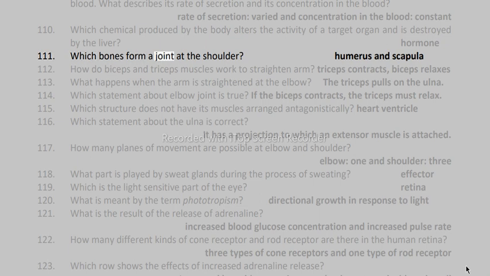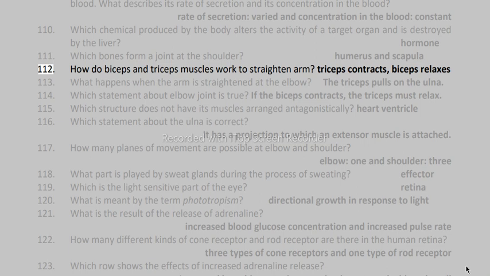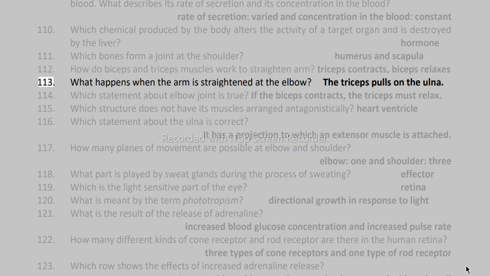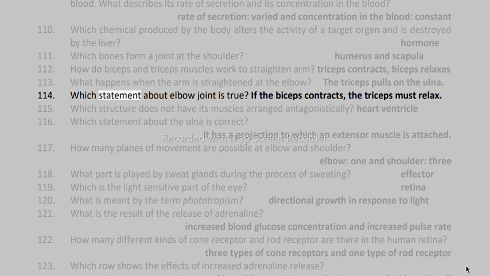111. Which bones form a joint at the shoulder? Humerus and scapula. 112. How do biceps and triceps muscles work to straighten the arm? Biceps relaxes, triceps contracts. 113. What happens when the arm is straightened at the elbow? The triceps pulls on the ulna. 114. Which statement about the elbow joint is true? If the biceps contracts, the triceps must relax.